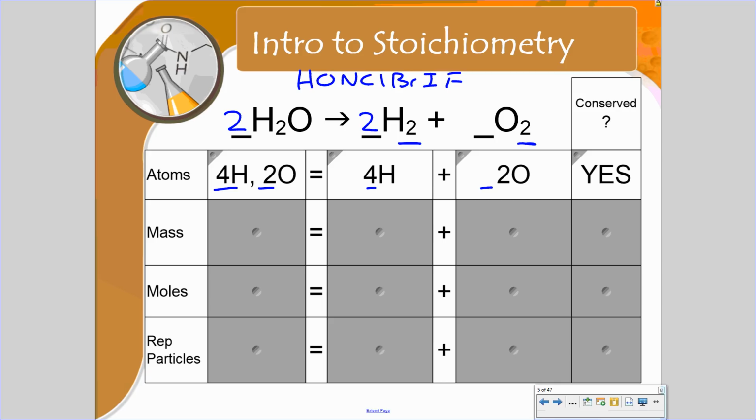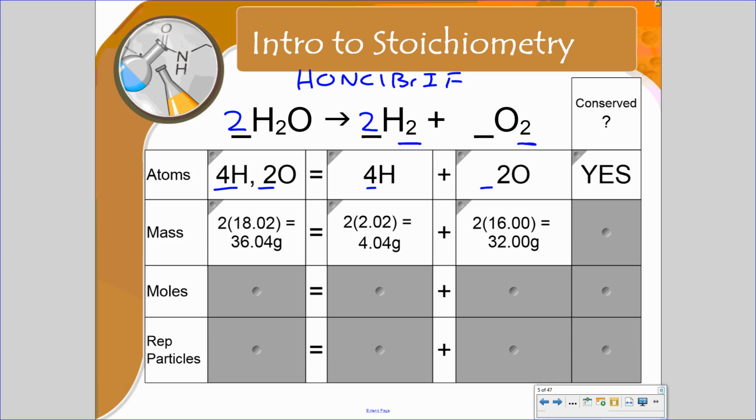Looking at mass, you know the molar mass of water is 18.02. You have 2 molecules of water, so 2 times 18.02 is 36.04. Looking at hydrogen, hydrogen's molar mass is 2.02 times 2, since you have 2 molecules of it, so we get 4.04. Then we have 2 atoms of oxygen, and each one is 16, so it's 32. If we add this 32 and the 4.04, we do get 36.04. So the mass is conserved.